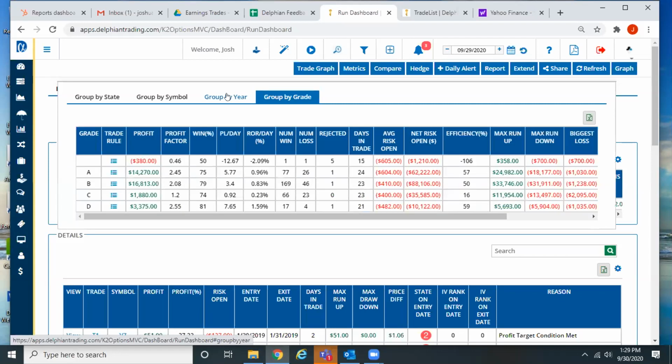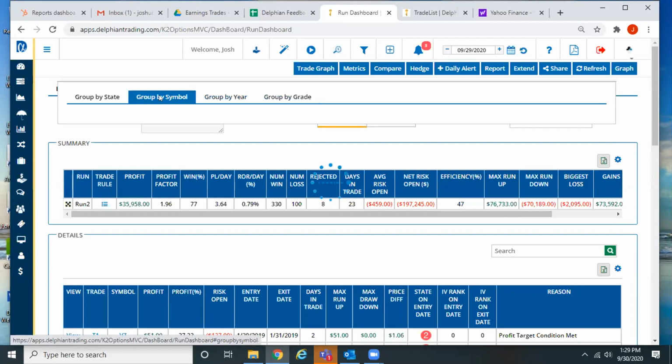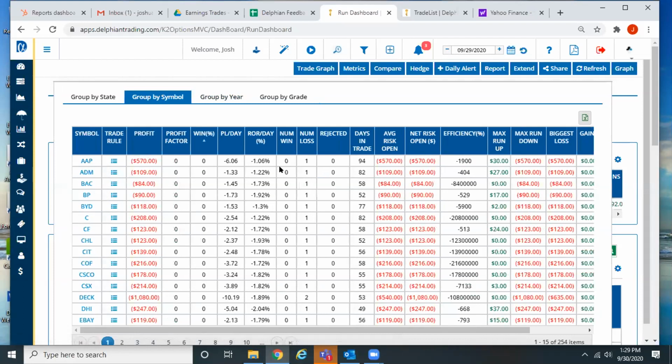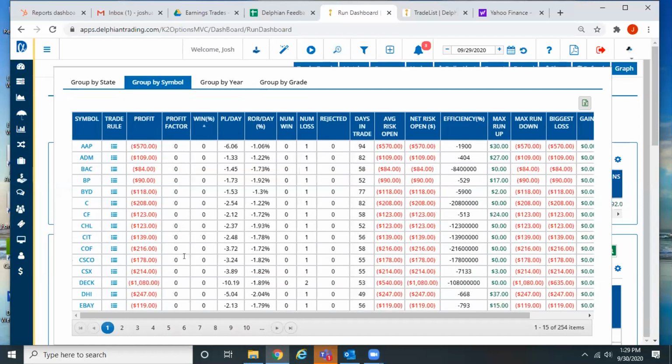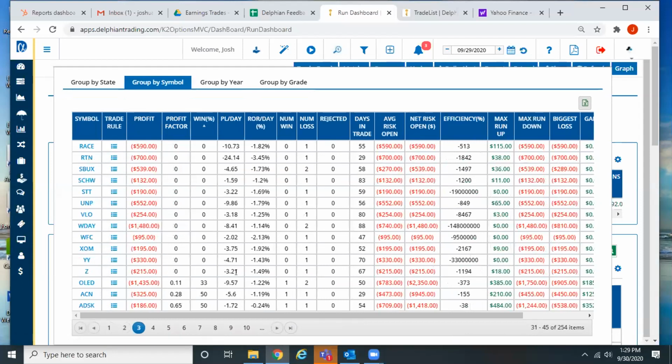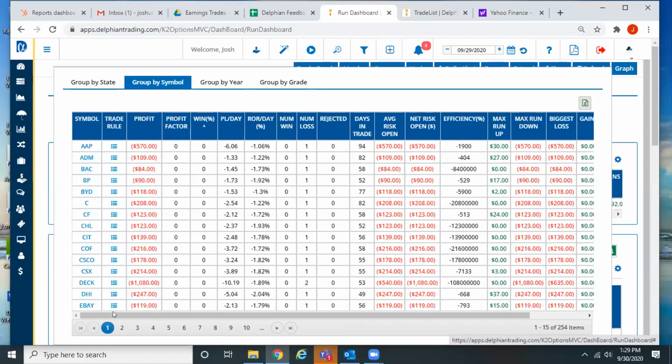Not yet. So this breaks everything down by grade. You can do it by year, and the one that I think is the best is group by symbol. So we can sort these. Any of these ones that are losing money, we wouldn't want to create alerts for those, right? Well, at least I wouldn't. This isn't a huge data set, but if there's 3, I wouldn't include OLED in any kind of alert that I wanted.